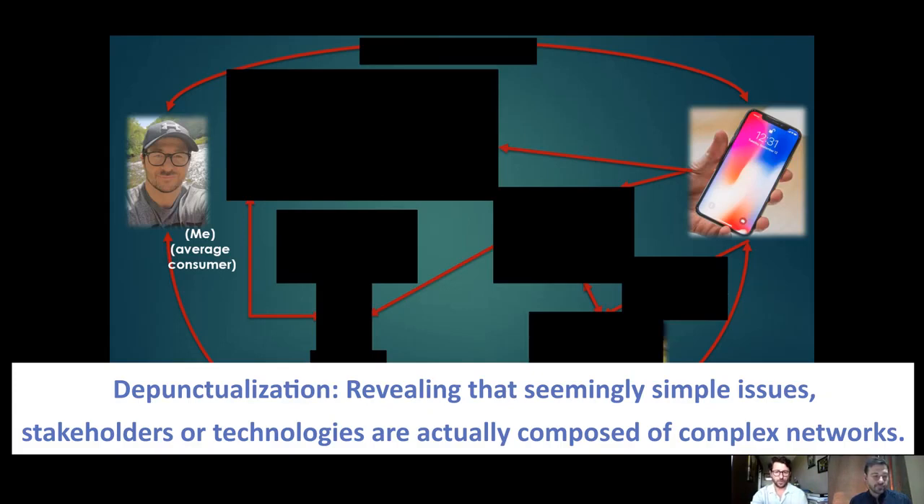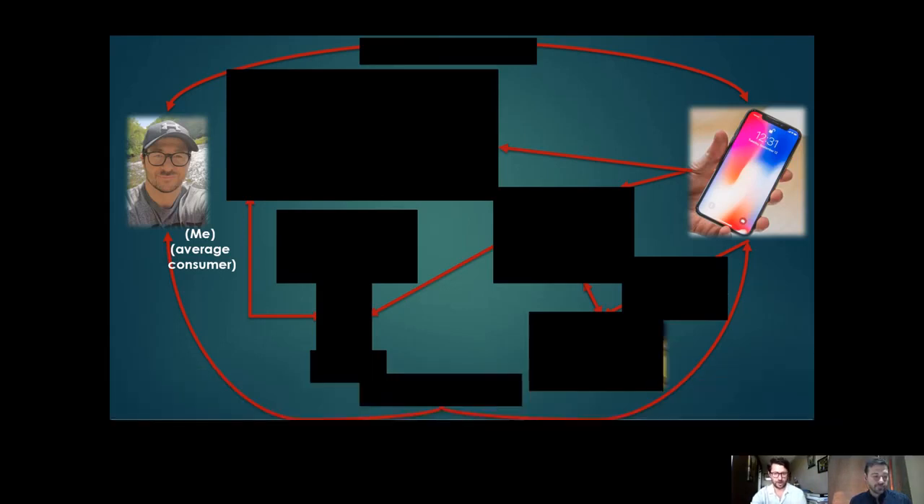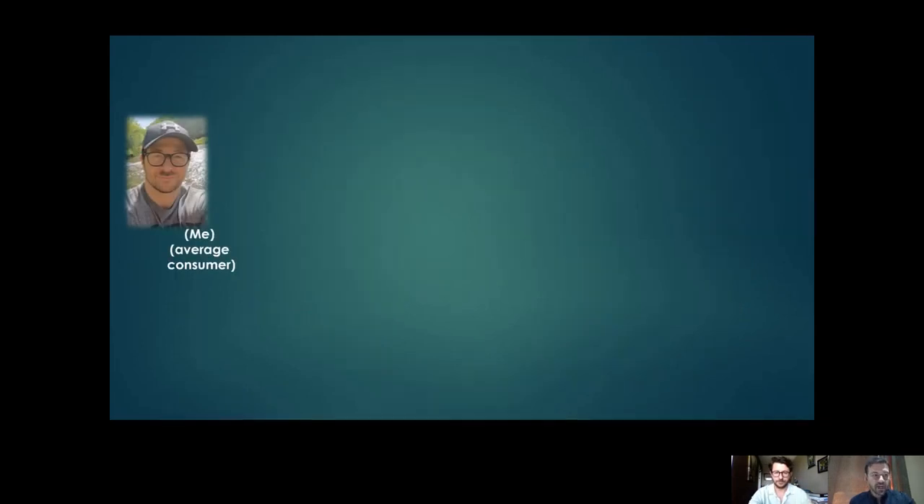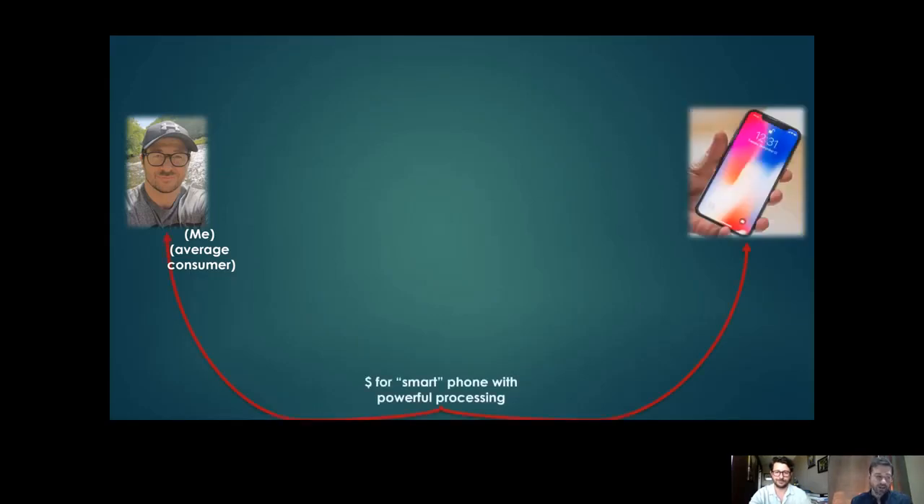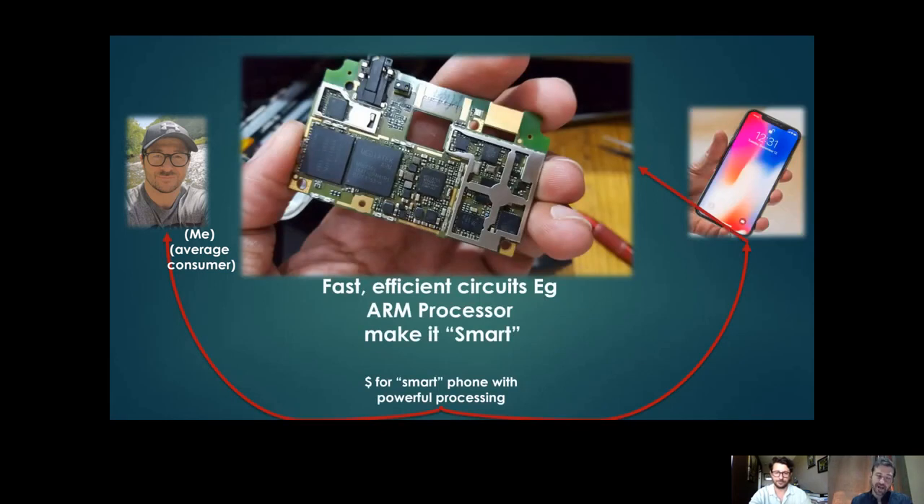So when I purchase a phone, I want a phone that is smart so that I can use modern apps. So here is an example we'll go through to illustrate these ideas. It often helps to break down an object into its components to reveal its connections. So here we have you, Mirjan, an average consumer, and the idea that you want to buy a smartphone. Well, to make that phone smart, it needs to have fast and efficient circuits. In this case, an ARM processor.